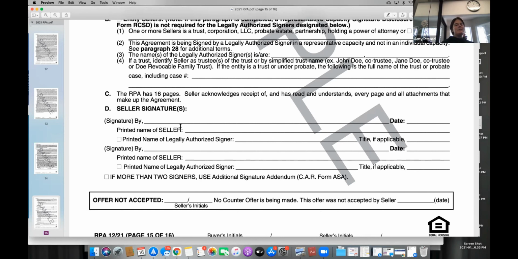And same thing here, we only put 2 sellers on the purchase contract, even if we have more than 2 sellers. And this goes for any and every document except for the ASA. There's only 2 signature lines, so we only put 2 people on every document. If we have more than 2 people that are a party to the transaction, it always goes on an ASA.